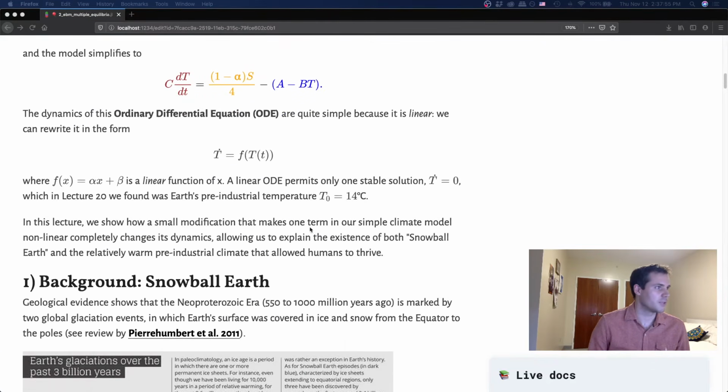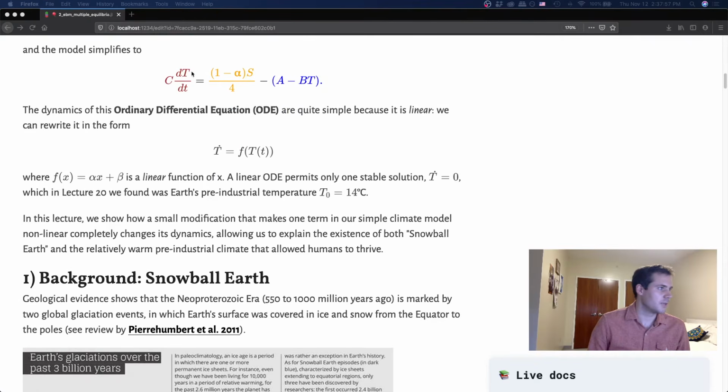Our model simplifies to this, where basically we have warming from solar radiation and cooling to space, and the sum of those two is your change in temperature. If the sun is warming more than we're able to cool to space, we're going to warm, and if it's less, then we're going to cool. That's the key equation that we're going to look at.